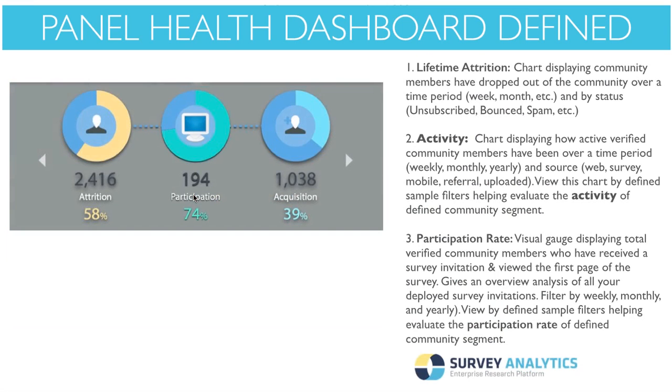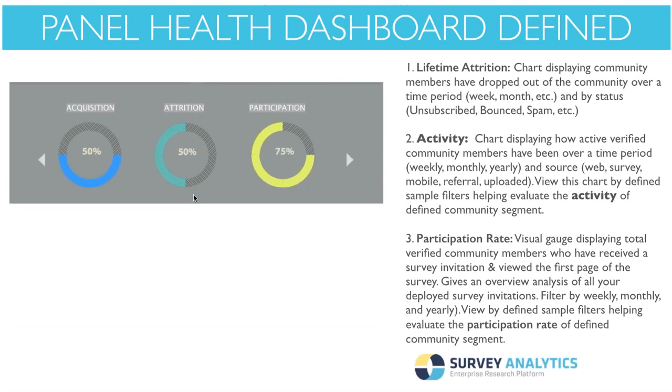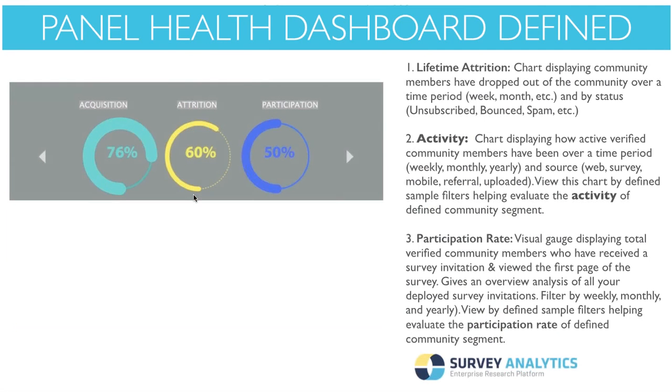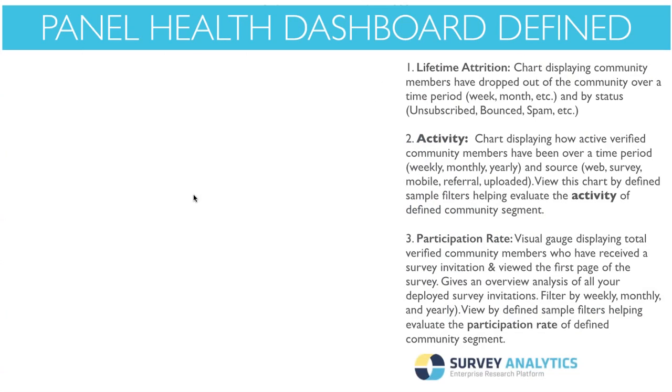And we can also look at participation rate quickly. We get a nice visual gauge, as you can see here, that we can see the total of verified community members who have received a survey invitation and view the first page of those surveys. This gives us an overview analysis of all of our deployed survey invitations, again, filtered by time, but also can be defined by sample filters, helping you to evaluate the participation rate of a defined community segment.